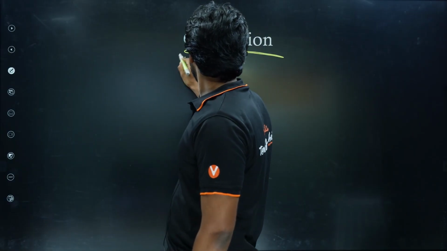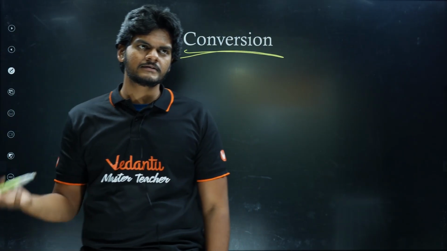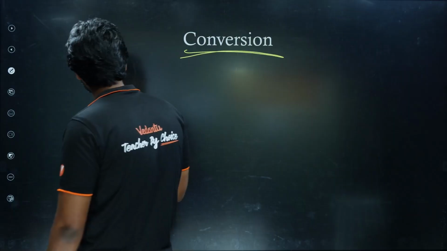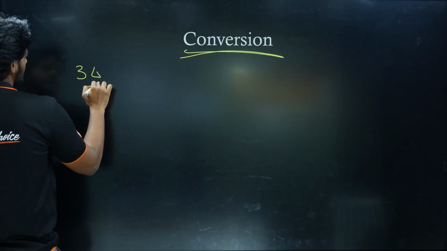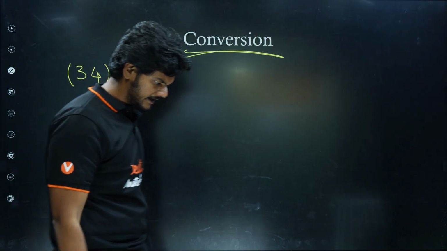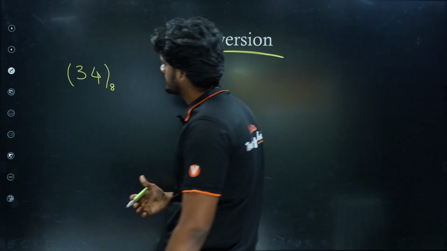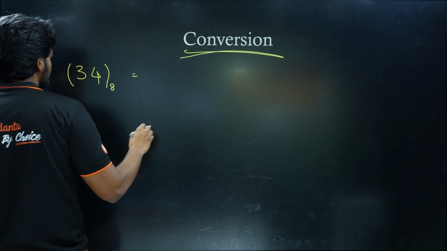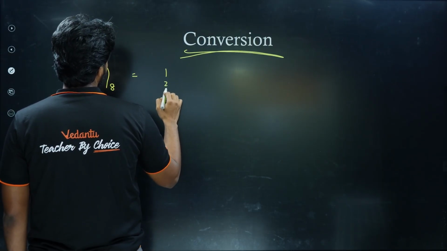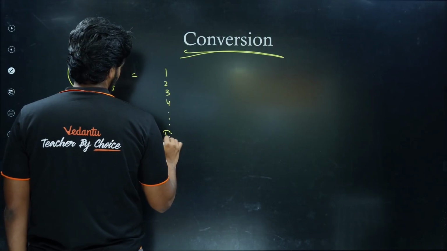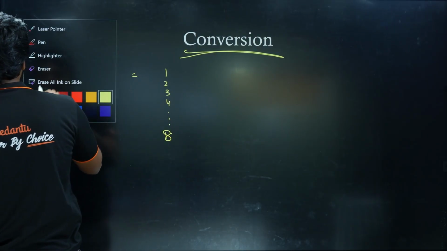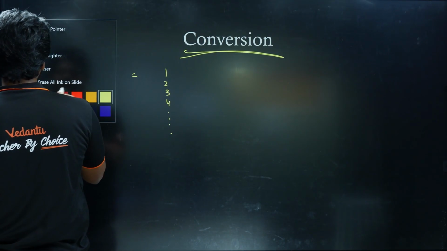So the conversion from one base to another, that's one of the tough things about this. If I have any number, let's start with small numbers, 34, given in base 8, and I want to convert it into base 10, our numbers. So how do I do that? I see that it is 1, 2, 3, 4 till 8. No, till 10.